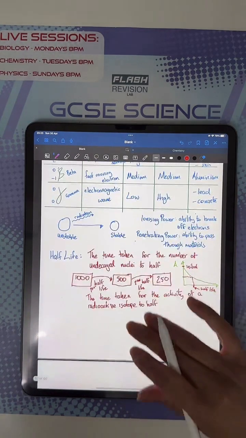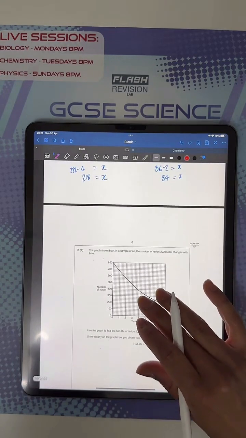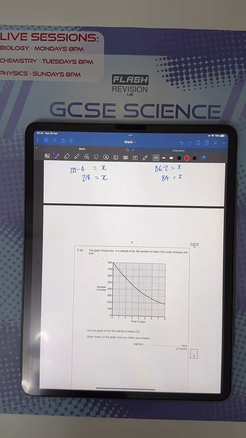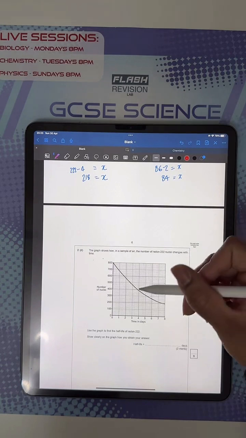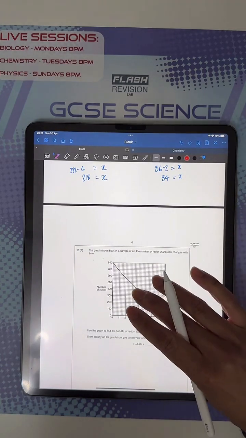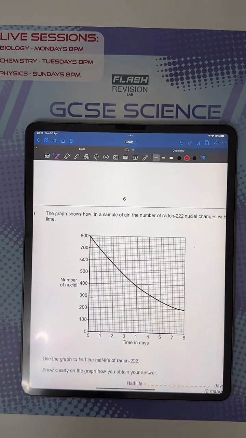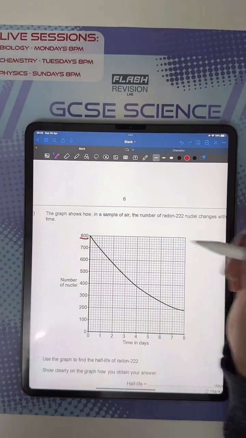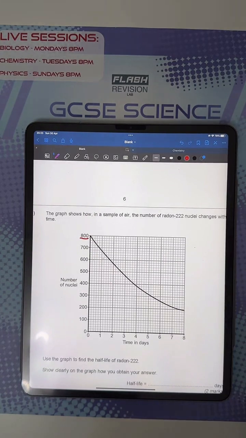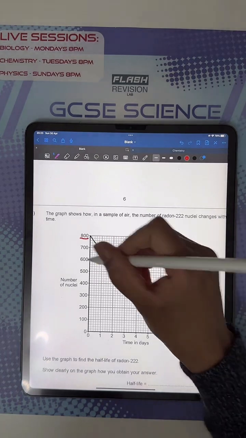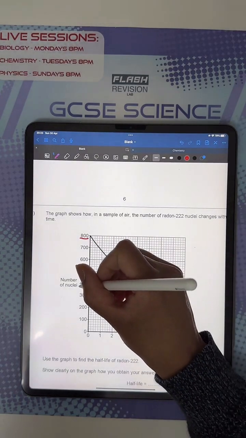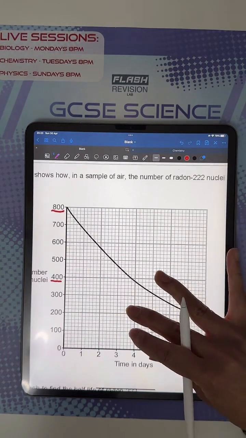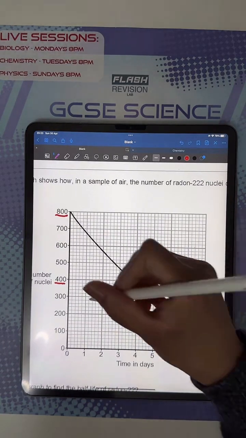So let's go and look at some of these questions. Here we got a graph just like the same shape that I showed you. Use the graph to find the half-life of radon 222. Same thing that I said, always look at where it crosses the y-axis. It's crossing at 800, find half of that. So half of 800 is 400.